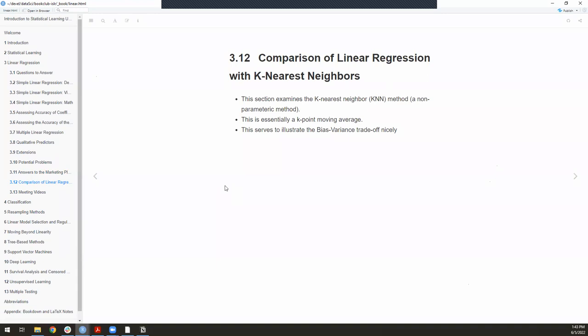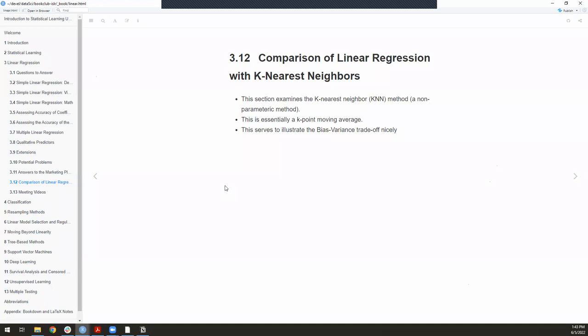So the last section of the book, which, again, I'm just going to glaze over, but I thought it was useful, and I do recommend looking at it. Especially in light of what we talked about in chapter 2 about the bias variance trade-off, because it is a good illustration using k-nearest neighbor. If you didn't read the section, k-nearest neighbor is essentially, as far as my interpretation, like a k-point moving average of the data.